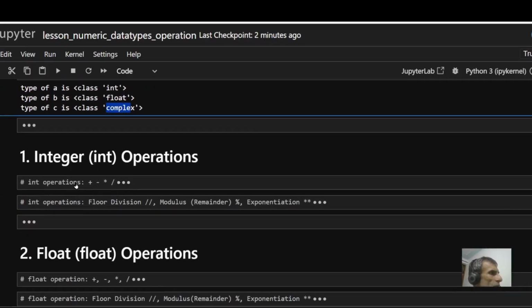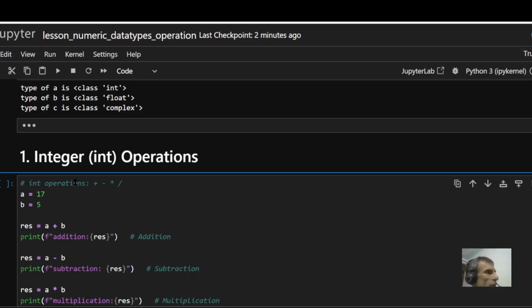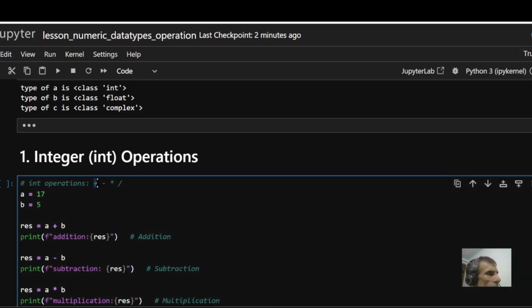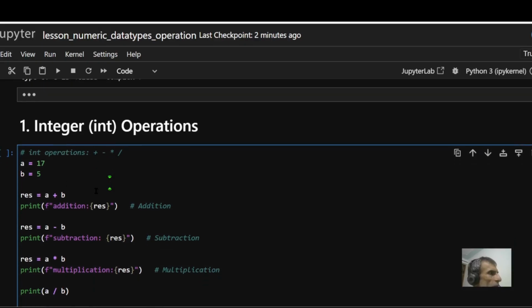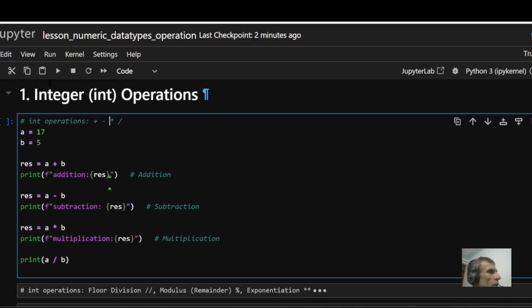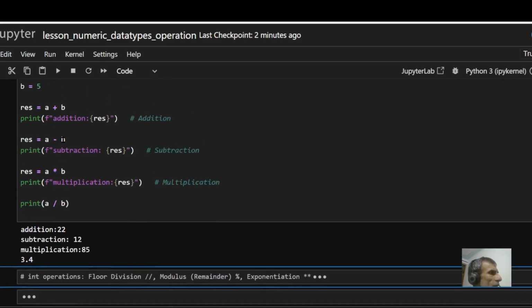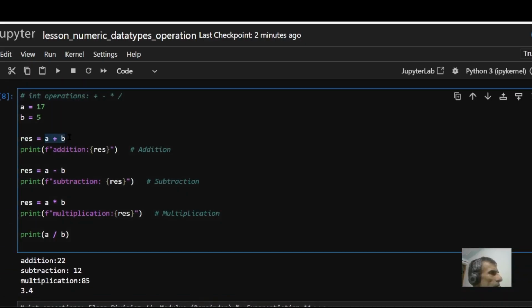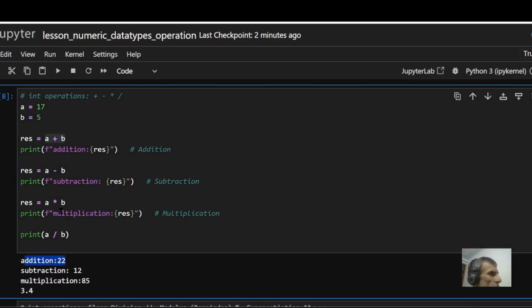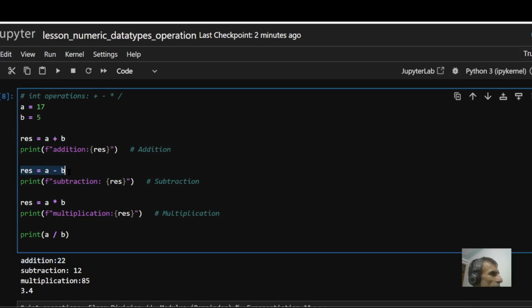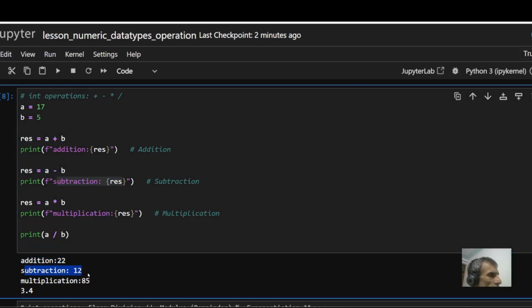Let's look at some of the integer operations that can be performed. You have the regular operations like plus, minus, multiplication, division. Let's say my a equal to 17, my b equal to 5. I can do my regular operations. In this case, I do addition, a plus b, and it prints out my result, addition 22. Then I do result equal to a minus b, I print out my result, and it prints out my subtraction, 12.